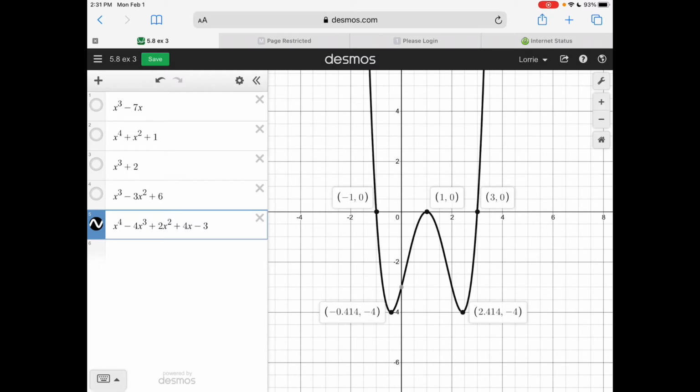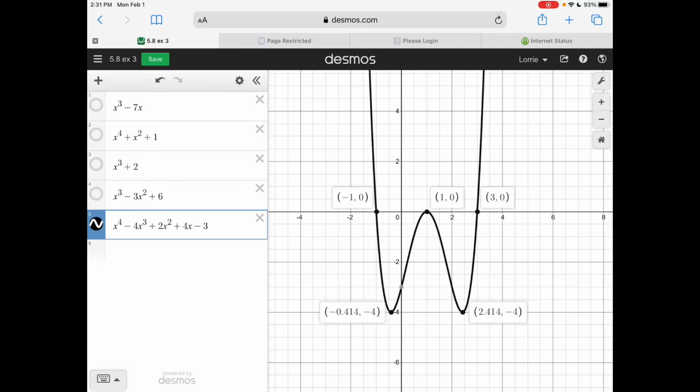I see zeros at -1, at 1, and at 3, but notice that this one at 1 is a bounce. It goes up and then comes back down, so that is considered a repeated solution. So we have a total of 4 solutions. So all of our solutions in this case are real, one is just repeated.